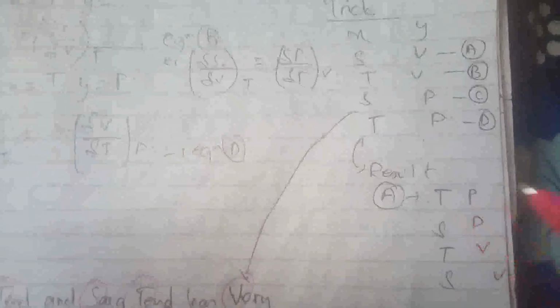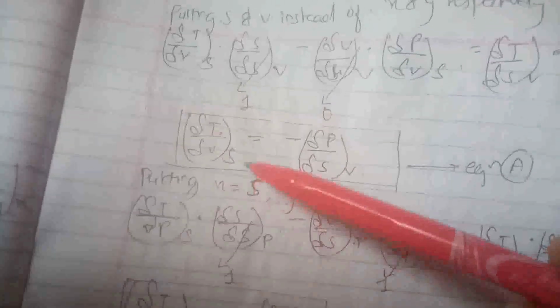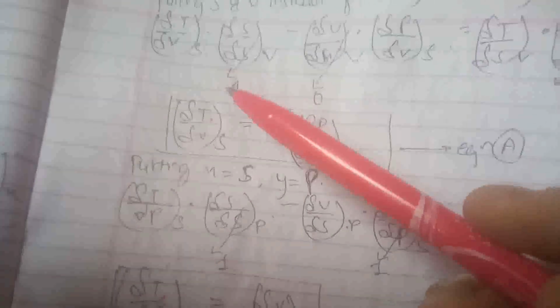So the result will seem like this. The Maxwell relation will have t and p as variables. It will seem like this: del t by del v. Maxwell relation equation A will seem like this: the partial derivative of t with respect to v, keeping s constant, is equal to the partial derivative of p with respect to s, keeping v constant. And this will be our Maxwell relation equation A.